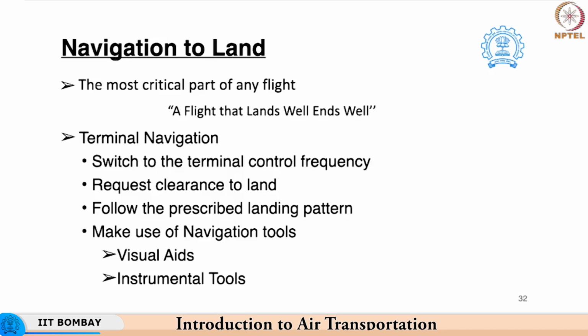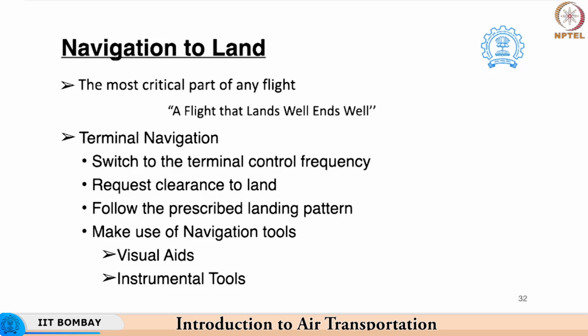How this works: the pilot firstly switches on to the terminal control frequency. All controlled airspaces are allocated certain frequencies for different parts of the airspace. So for the terminal phase, there is a particular terminal control frequency. The pilot will tune on to this frequency and subsequently request clearance to land.